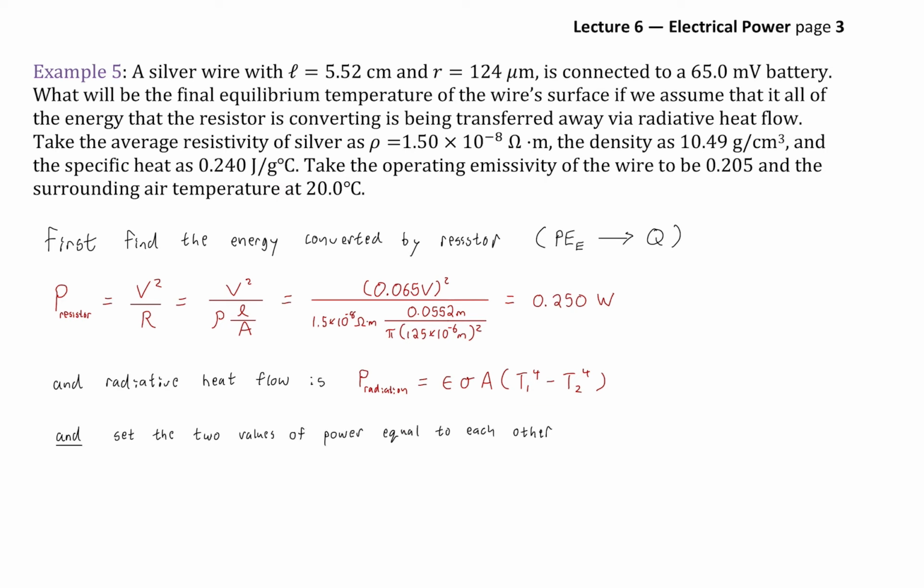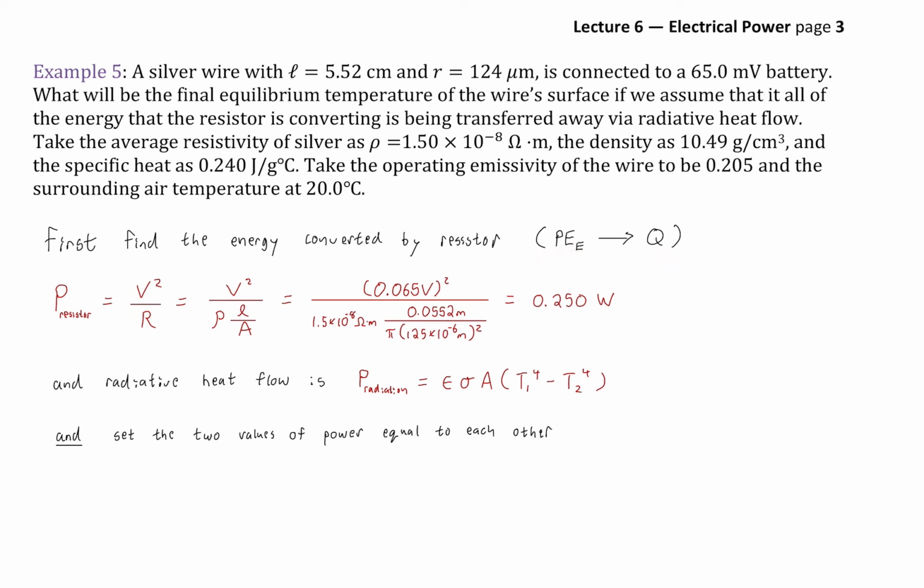All right, and we're going to set the two values of power equal to each other. Why? Because we have an equilibrium situation. There's as much power going in as power going out. The power going in is this power. The power going out is that power. Power going in because of the conversion of electrical potential to heat, and power going out as radiative heat.